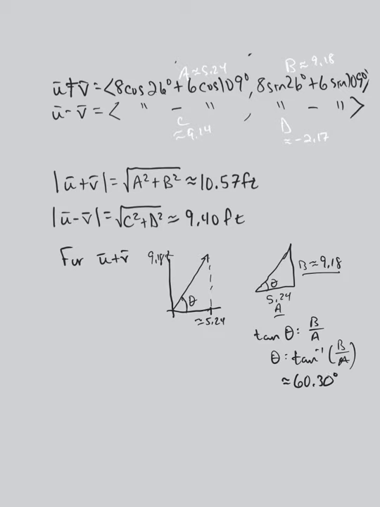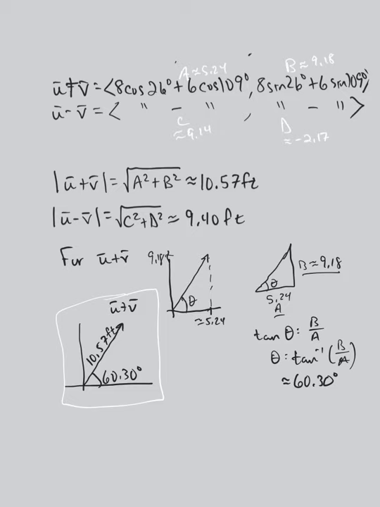Okay, so again, like in the last lecture, one way to answer this problem is just to draw it. It's about 60.30 degrees. So this is u plus v. Its length is about 10.57, and its angle is about 60.30 degrees. What did I forget on this part? That's feet. All right, so there's the first half of the answer right there.